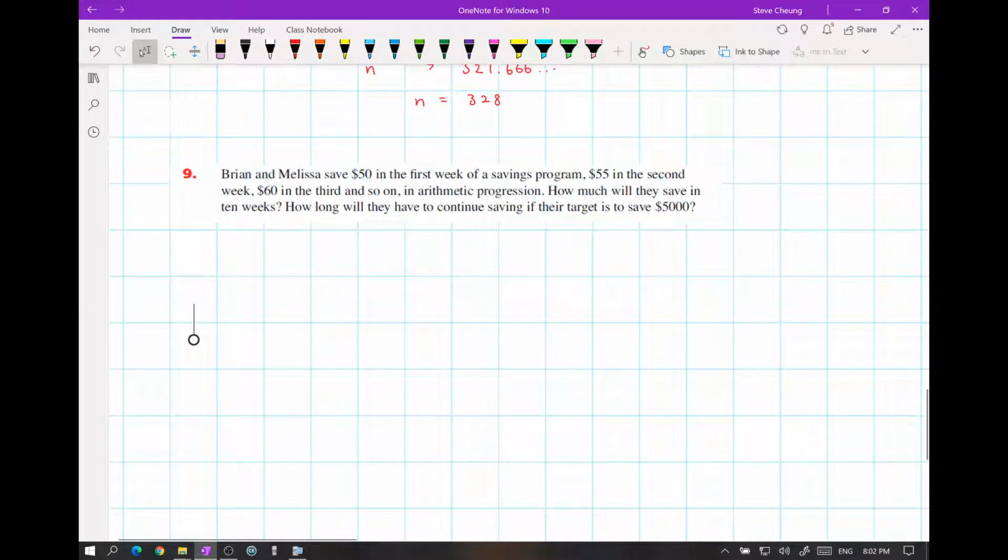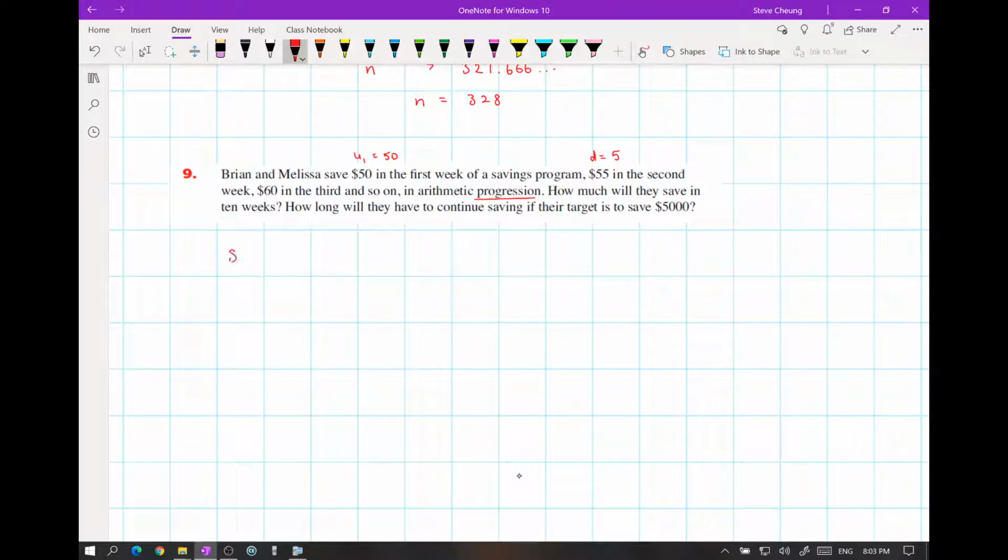Here we have a tiny bit of applications of arithmetic series. So the book used progression to represent the same thing. So Brian, Melissa saved $50 in the first week. So that's the u1. 55 in the second, 60 in the third, and so forth. So you should notice that the common difference will be 5. How much will they save in 10 weeks?